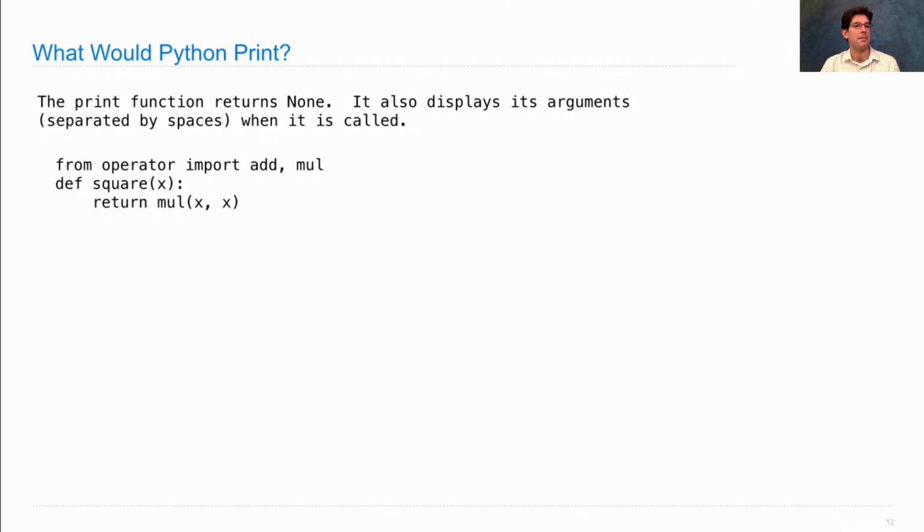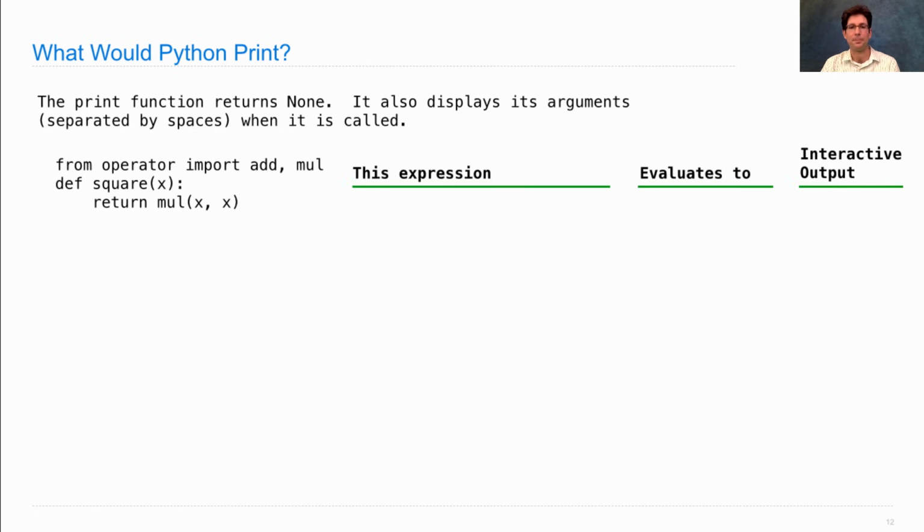So often I'll put something like this, a small definition such as the square function, maybe import add and mul from operator. And then I'll start asking questions like, given an expression, what does it evaluate to? Or what interactive output would you see if you entered that expression in the interactive interpreter? So if you enter 5, it evaluates to 5. The interactive output is also 5. If the expression is print 5, it evaluates to None, but the interactive output does display the number 5.